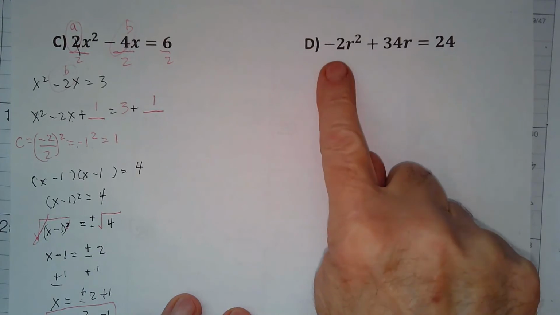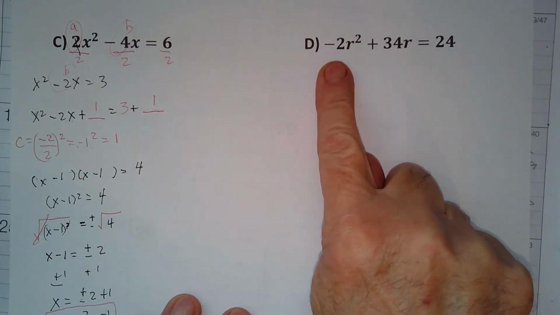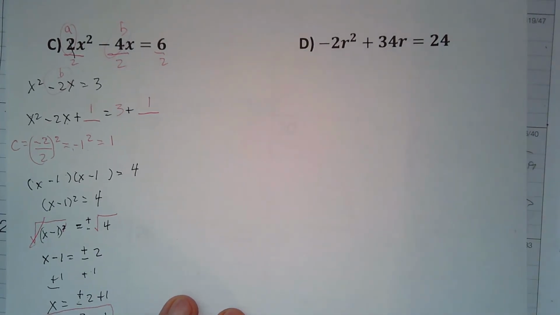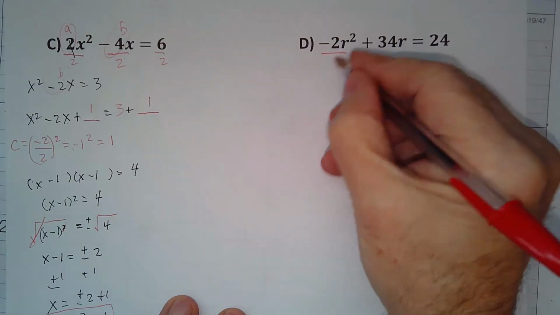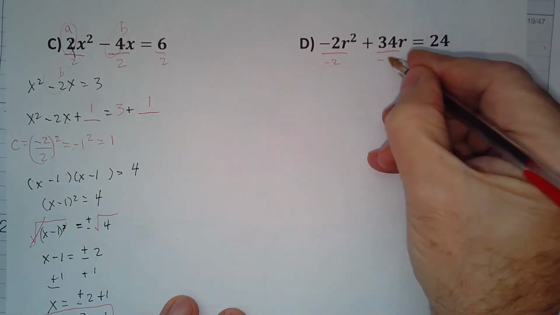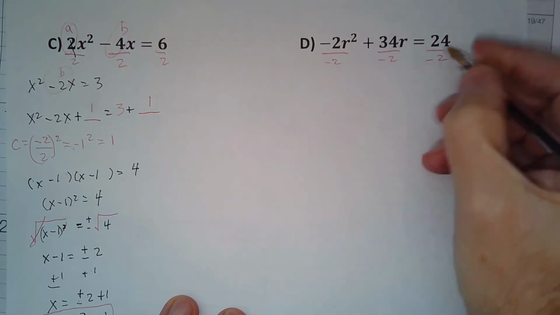So got a negative 2 here. We're going to have to divide by negative 2 on all of these. So let's do that. Negative 2, negative 2, negative 2.